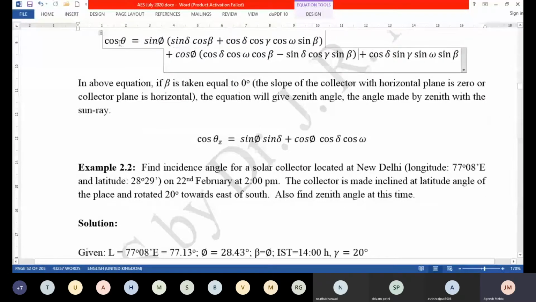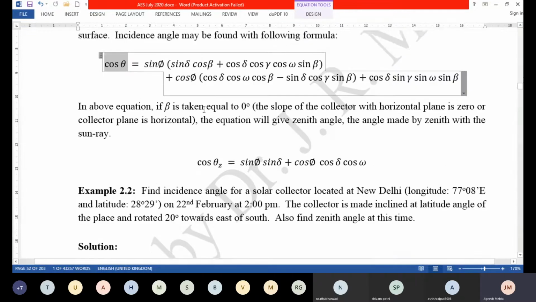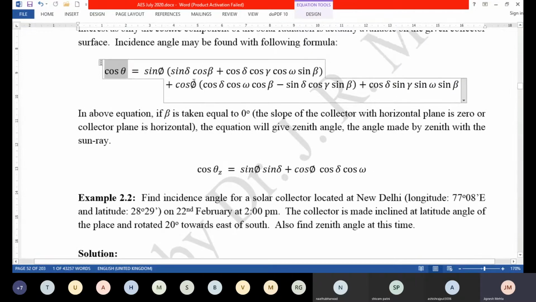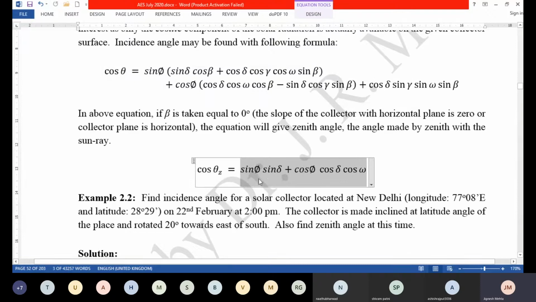And if you replace the values, you get the value of cos theta. From that you can get the incidence angle. Now, as I had discussed, you can take some special cases. If beta is equal to 0, that is, if your collector is horizontal, then the formula will get very much simplified, as seen here. If the surface of the collector is horizontal, the normal to the collector is nothing but the zenith. So this cos theta that you're talking about is actually cos theta z.